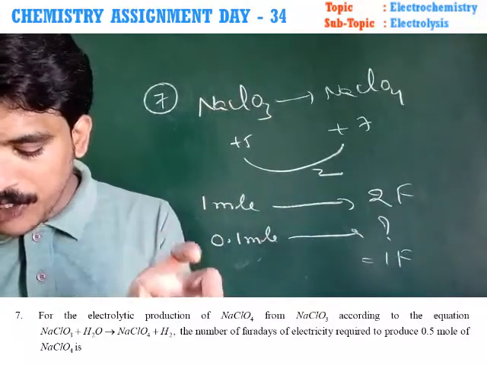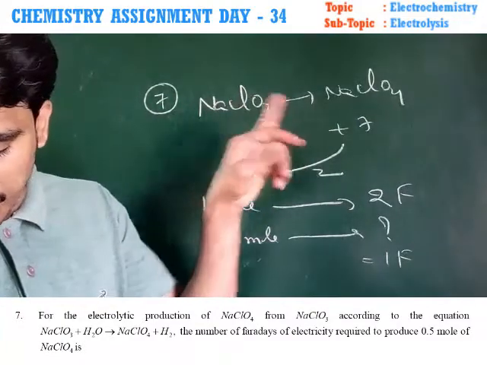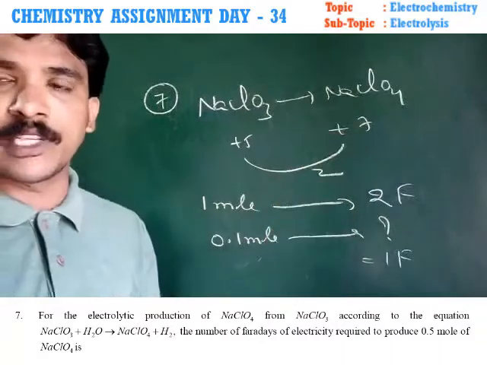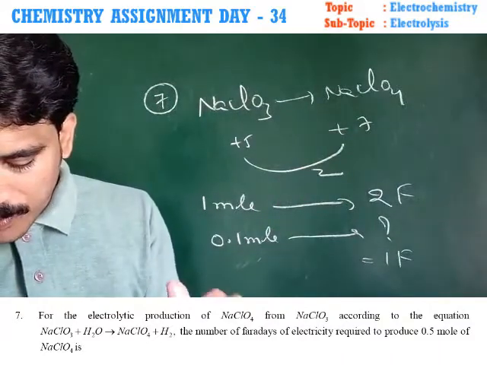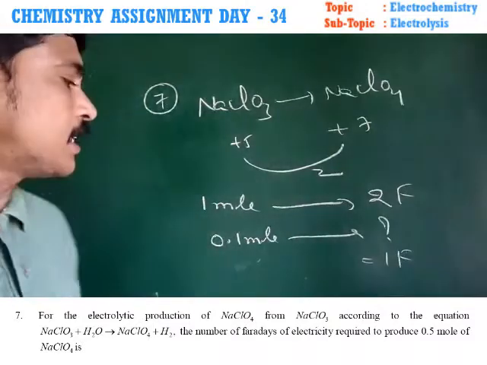Question number 7. For the electrolytic production of NaClO4 based on the equation NaClO3 plus water gives NaClO4 plus hydrogen, the number of Faraday of electricity required to produce 0.5 mole of NaClO4.